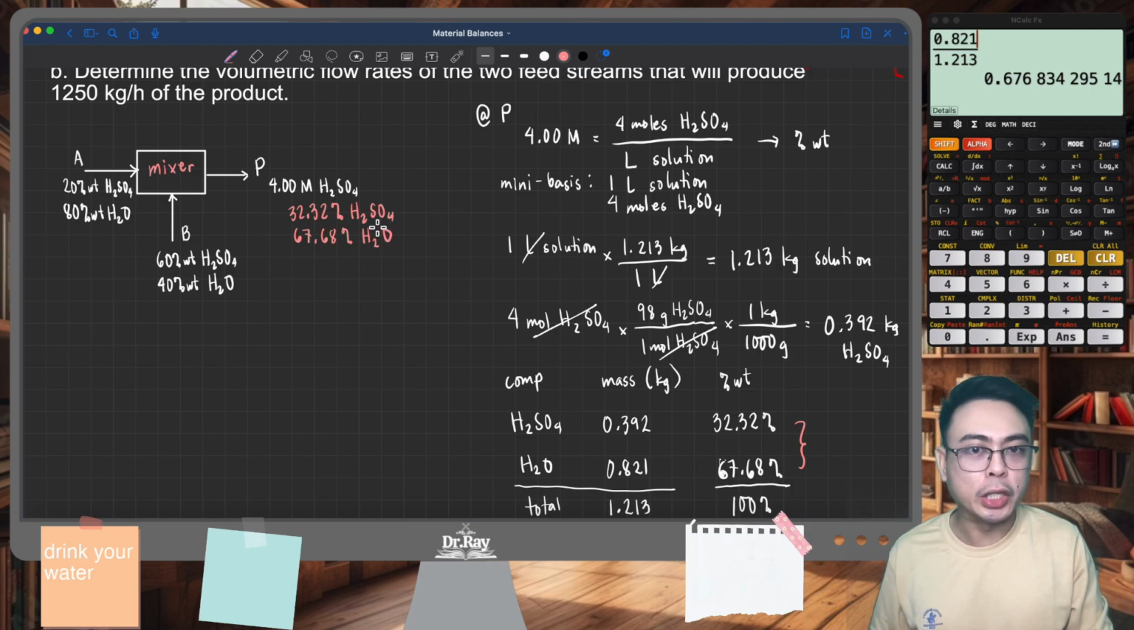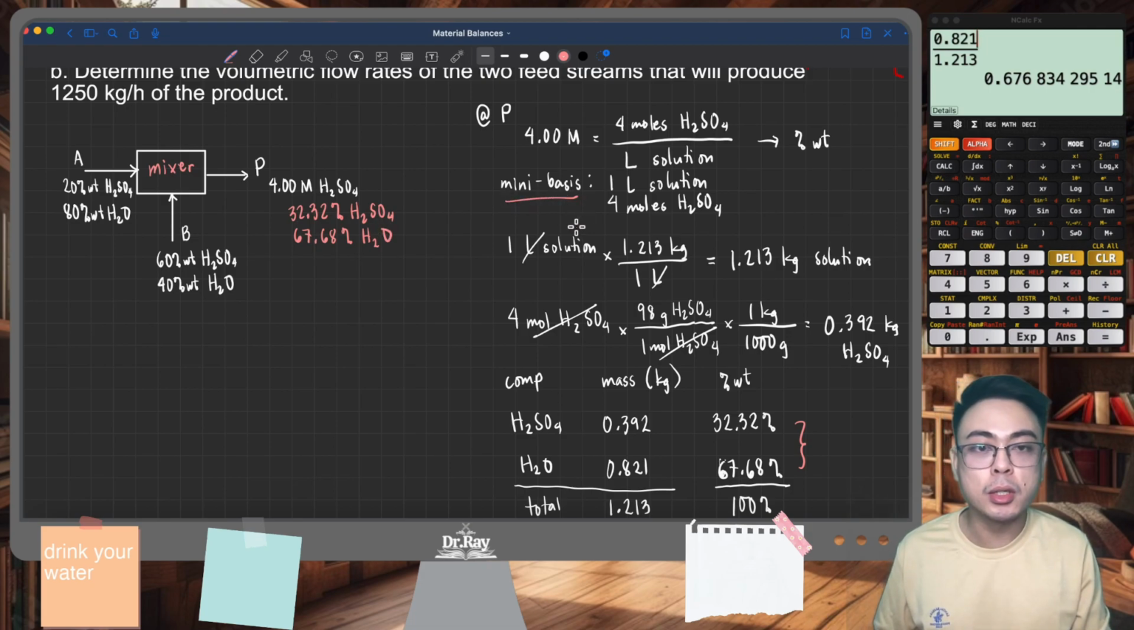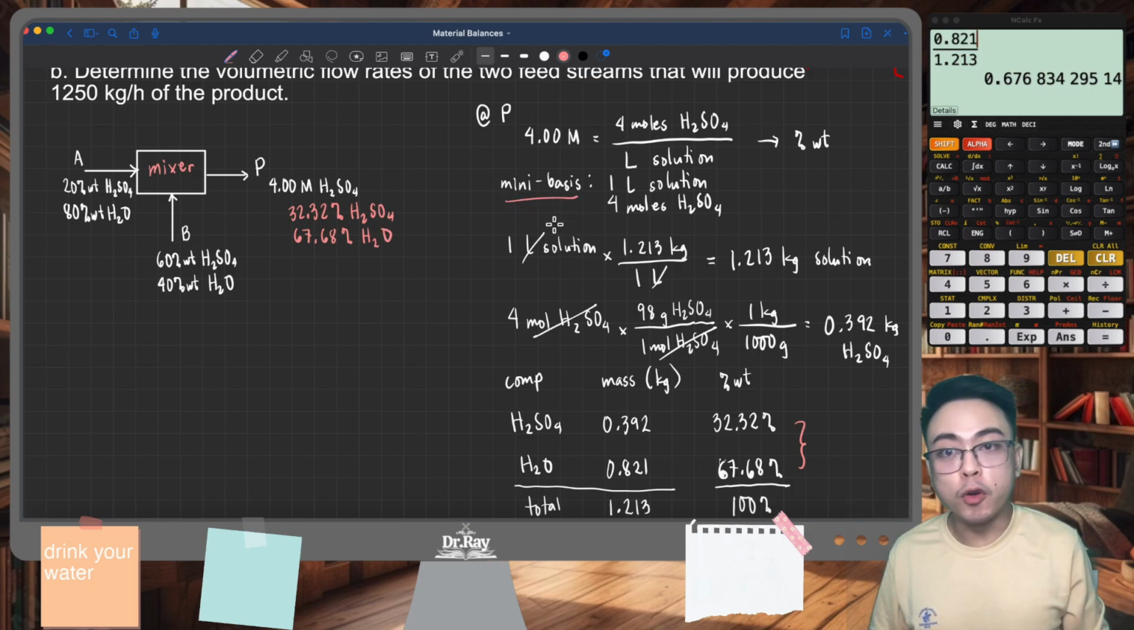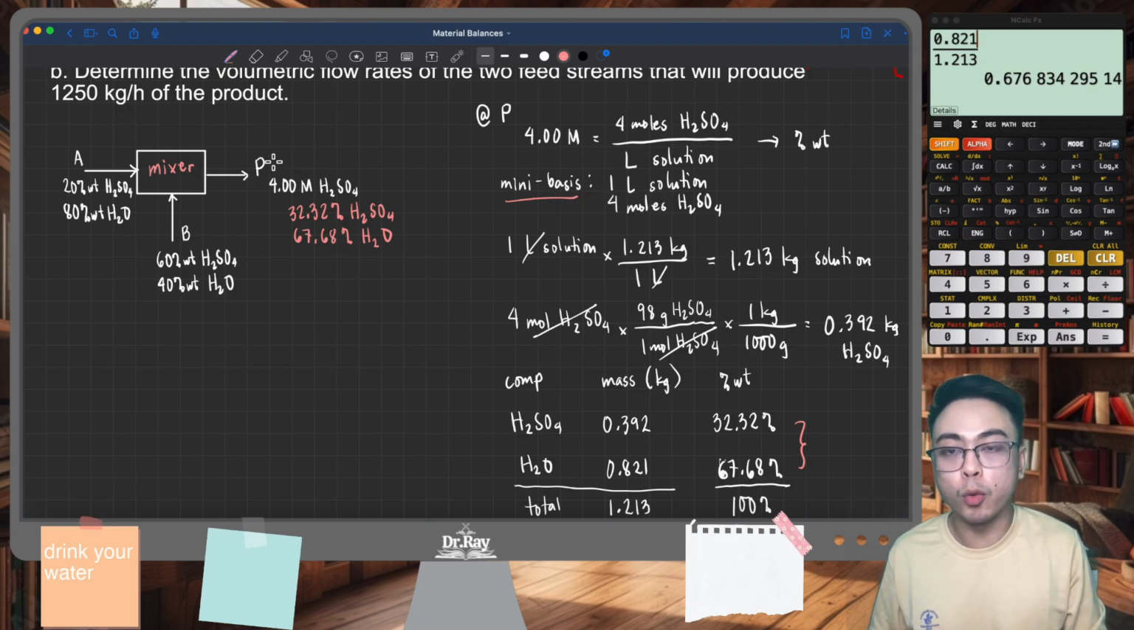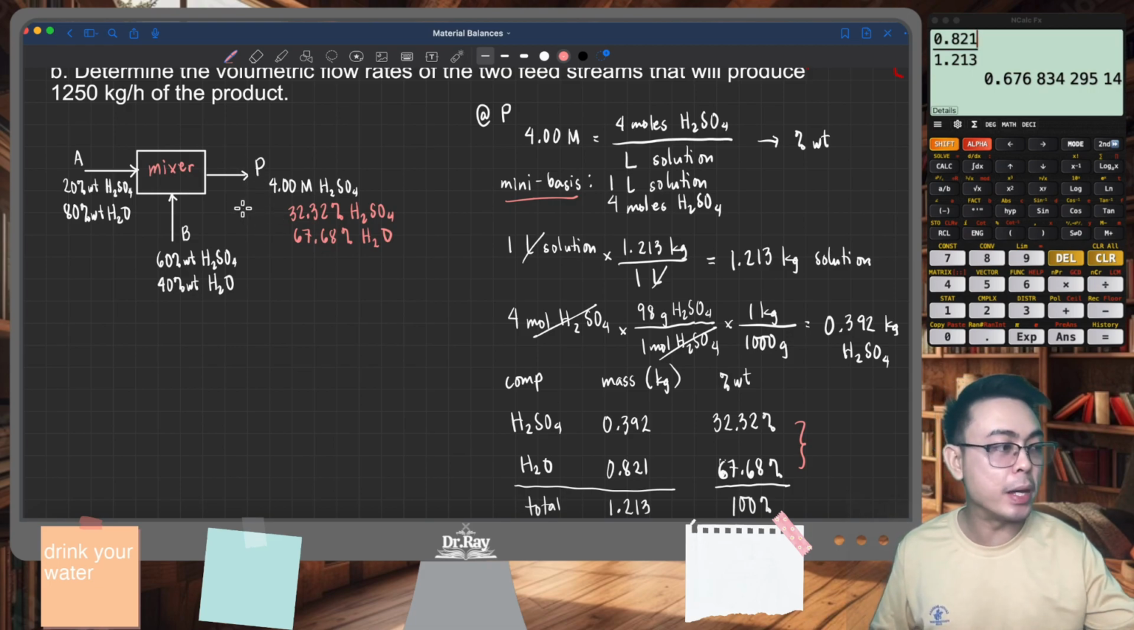Now remember that whenever you set a mini basis, the only things that you can carry over to your main solution are your percent compositions that we were able to calculate earlier. Okay? I cannot take the 1 liter solution used as mini basis and have that in our main problem here. The mini basis only exists in this part of the problem.